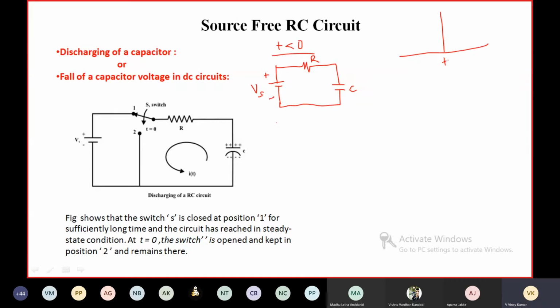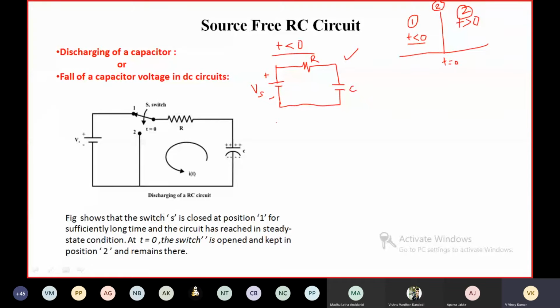This instant is t equal to 0. At t equal to 0, the switch is thrown to position 2, which means for t greater than 0 also, it will be in position 2. Earlier, the switch was in position 1, which is moved to position 2 at t equal to 0. So for t less than 0, the switch was in position 1, and this will be the circuit.